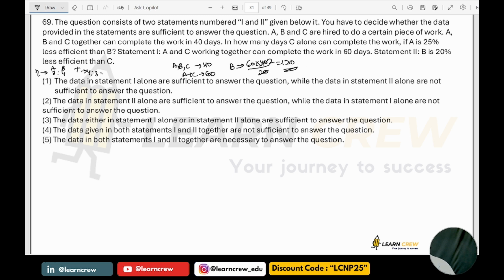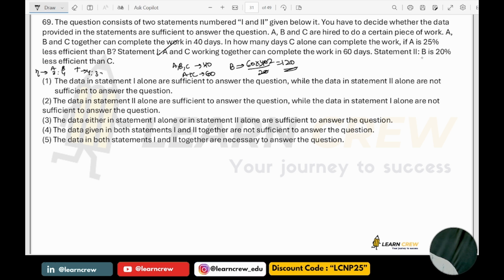Yes or no? Now what is the question asked? In how many days will C complete? A plus C requires 60 days, so from this you can find out in how many days C alone will complete the work. So the first statement alone is sufficient.